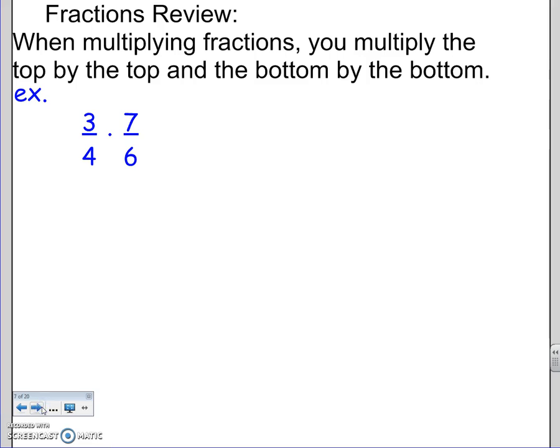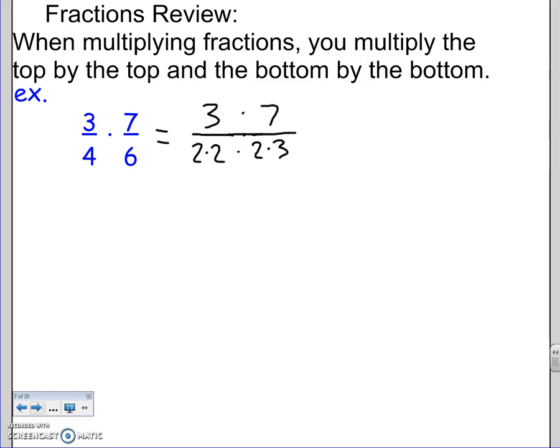Alright, when multiplying fractions, multiply the top by the top and the bottom by the bottom, or straight across. Remember, we don't just multiply the top and the bottom, we factor first. So let's rewrite that. 3 over, well, 4 is 2 times 2, times 7 over 6, which is 2 times 3. Now, they do go together, so you can get rid of the middle part. So it's 3 times 7 on top, and 2 times 2 times 2 times 3 on bottom.